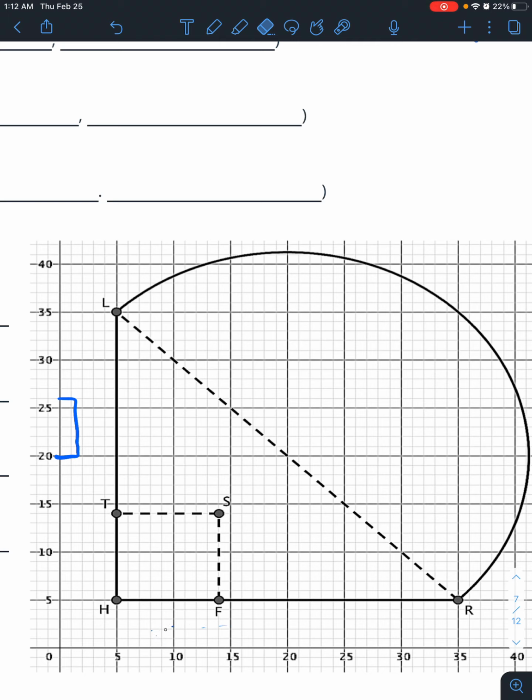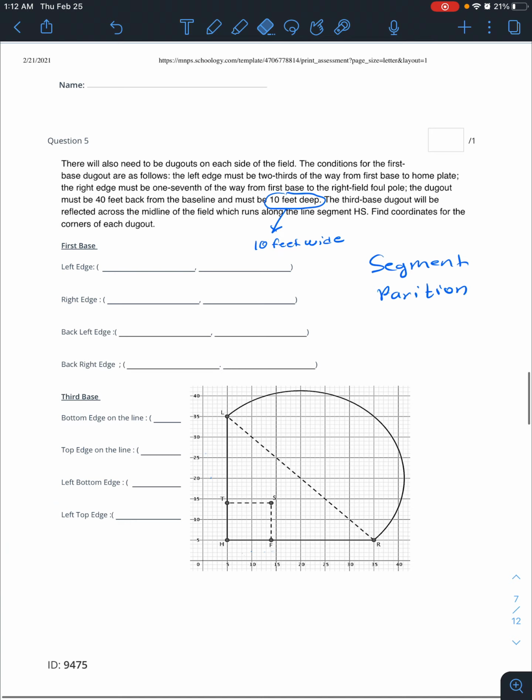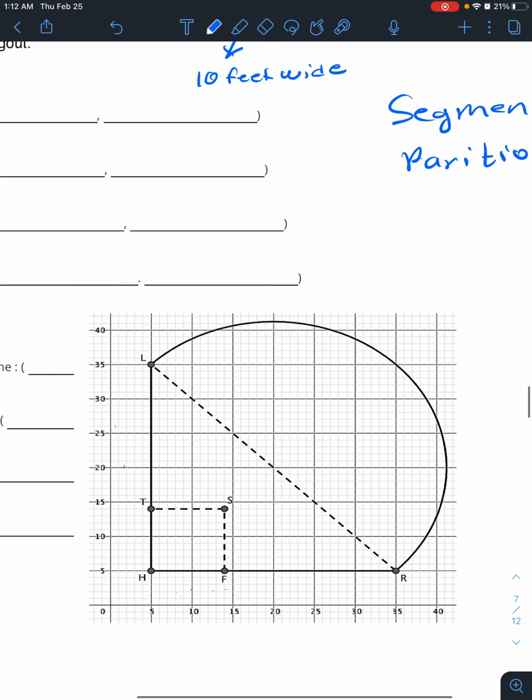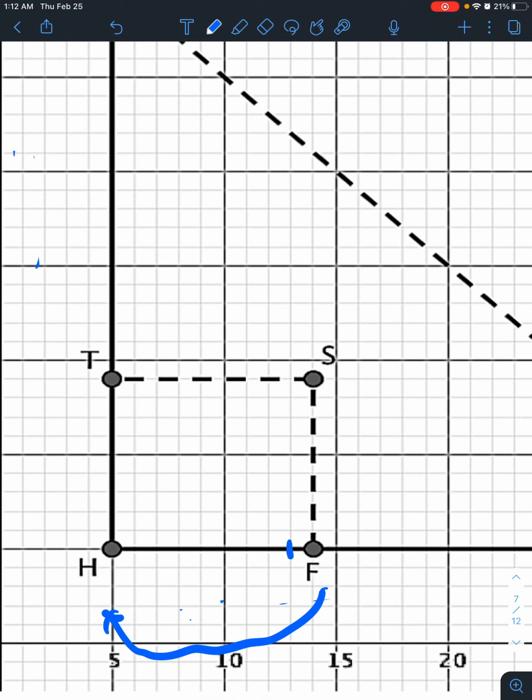So the first step involved doing segment partition, and you'll see in the question, it says from, I believe, first base to home base. So if we see this first thing, the left edge must be 2/3 of the way from first base to home plate. It's really specific in the direction. Must be 2/3 of the way from first to home. So when I count here, I see 1, 2, 3, 4, 5, 6, 7, 8, 9.